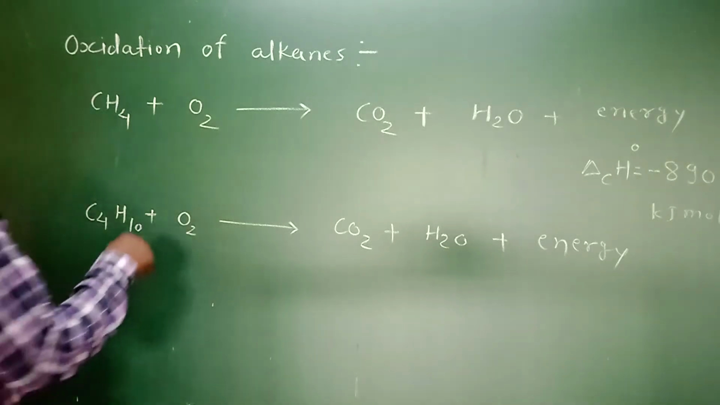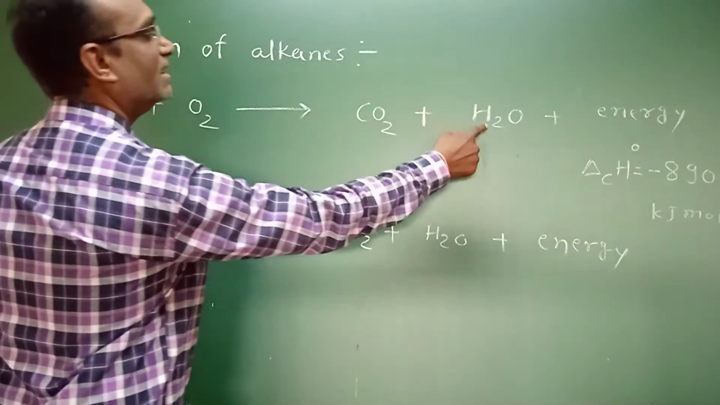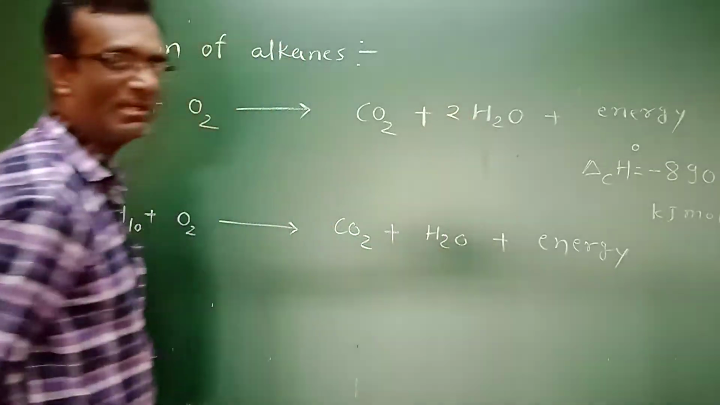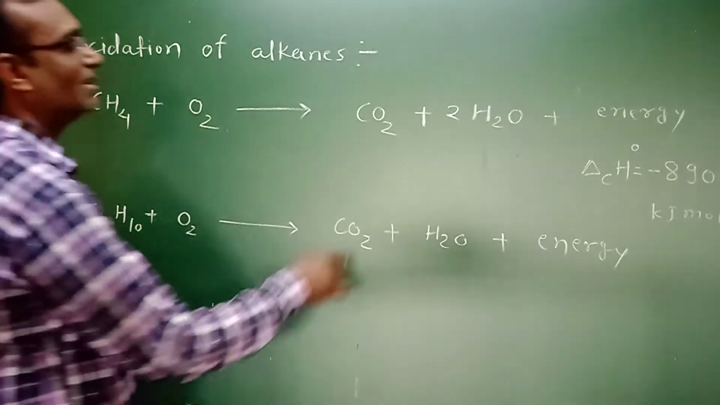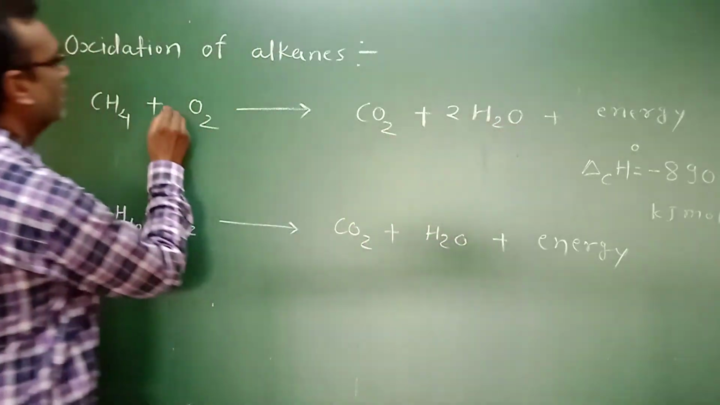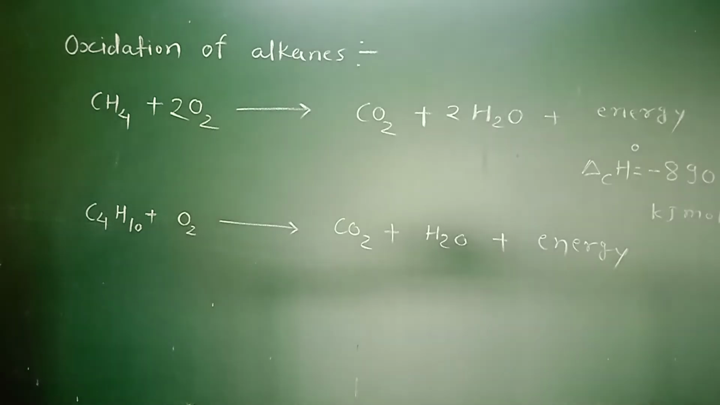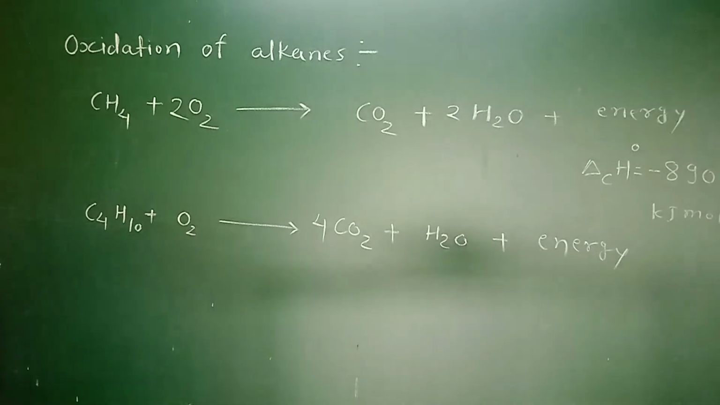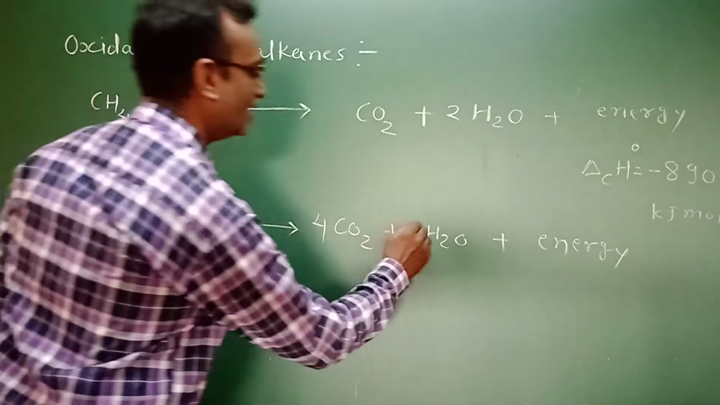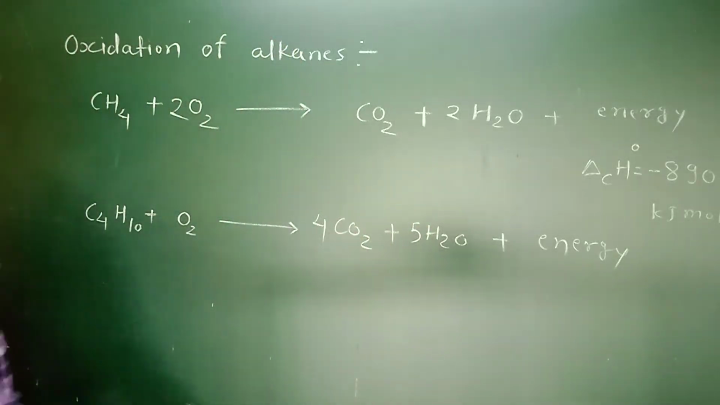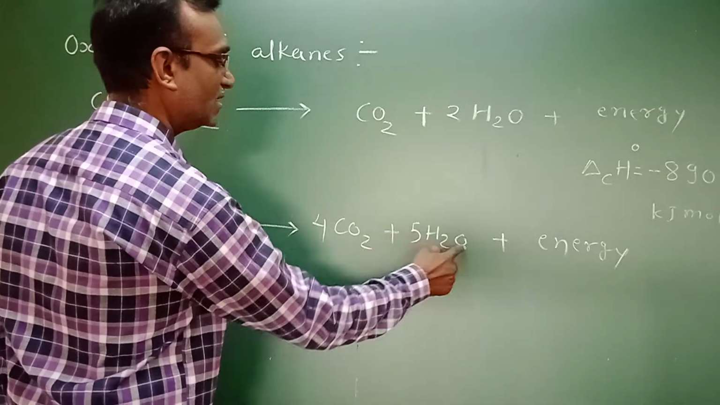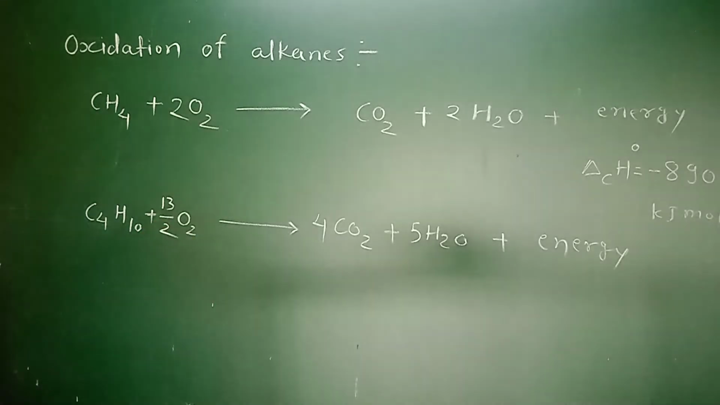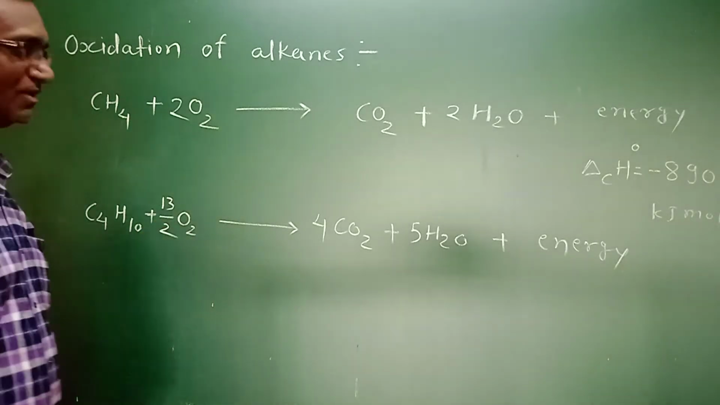Now let us balance the reaction. Carbons are balanced. Here 2 hydrogens are present. Here 4 hydrogens are present. Therefore it should be multiplied by 2. Now let us calculate oxygen. 2 plus 2, 4. That means it should be multiplied by 2. Now here 4 carbons are present. Therefore it should be multiplied by 4. Hydrogens 10 are present. Therefore it should be multiplied by 5. 4 into 2, 8. 8 plus 5, 13. That means oxygen should be multiplied by 13 by 2. Now this is the balancing of the reaction.